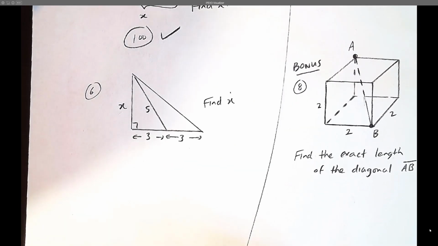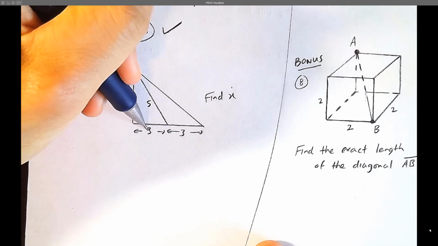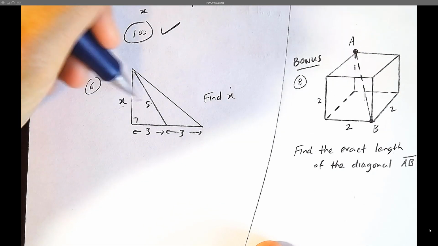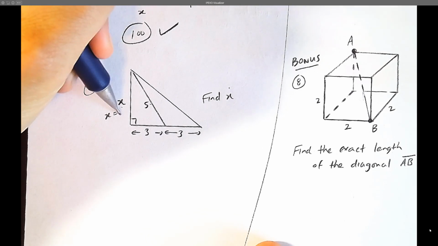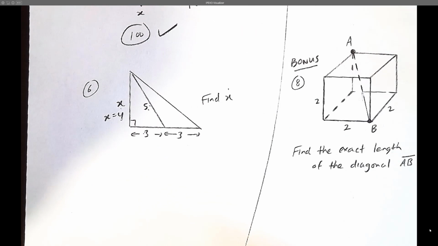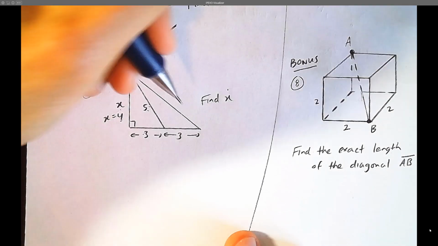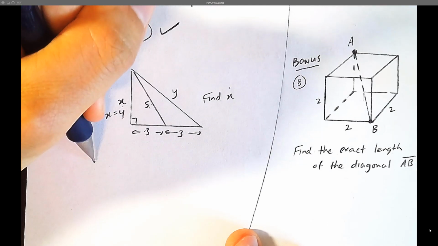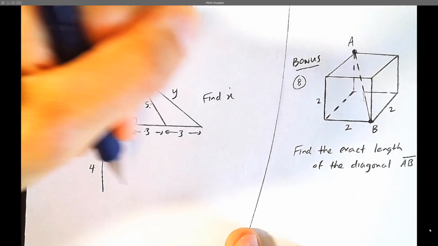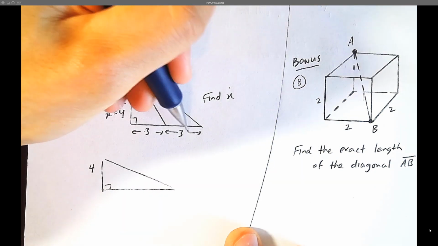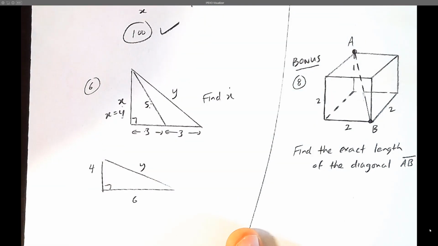Okay, number 6. We have 3, something, 5. Okay, this is going to be 3, 4, 5. X equals 4. It's the Pythagorean triple, 3, 4, 5. And if you wanted to find the y, which would be this length here, let's just practice. If indeed this was 4, and this would be 3 plus 3, which would be 6, let's find y.